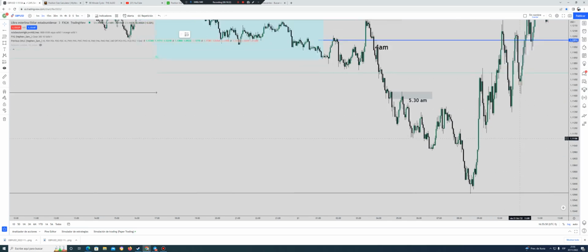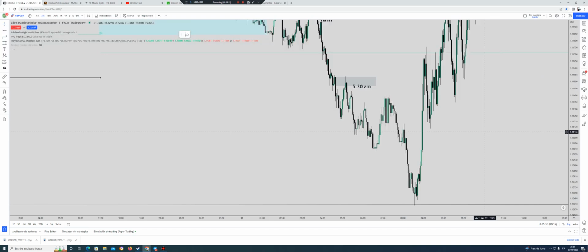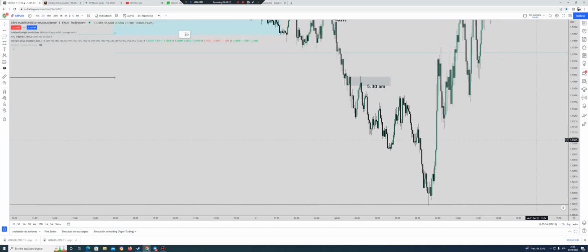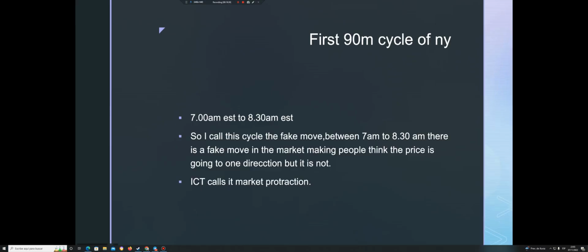Okay, and now we're going with the first cycle of New York. So here we go with the first 90-minute cycle of New York. This cycle is, as you know, from 8 AM to 8:30 AM, and here comes the big part. I call this cycle the fake move. Okay, the fake move. Why?